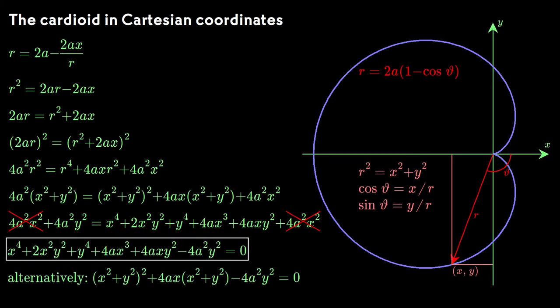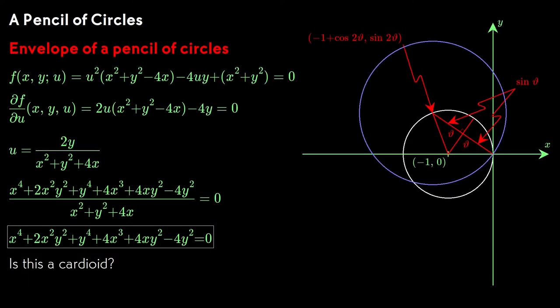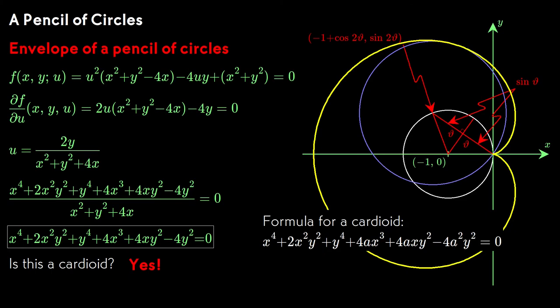The equation of the cardioid is a fourth degree polynomial with six terms. Now we can go back to see whether the envelope of the circles is anything like this. Bringing in the formula that we just derived, we see that our guess was correct. The envelope is a cardioid, and the parameter A is 1. So the defining circle is the unit circle, which is the incircle of the cardioid.